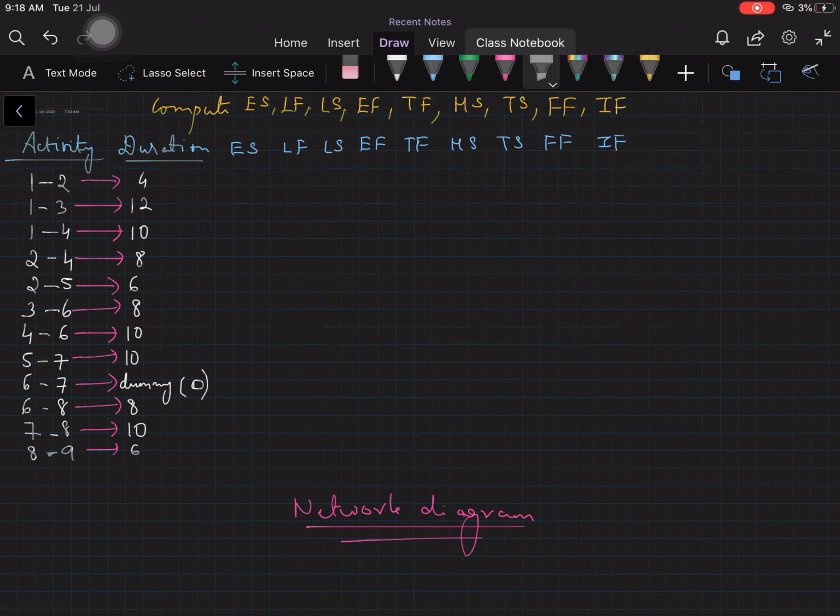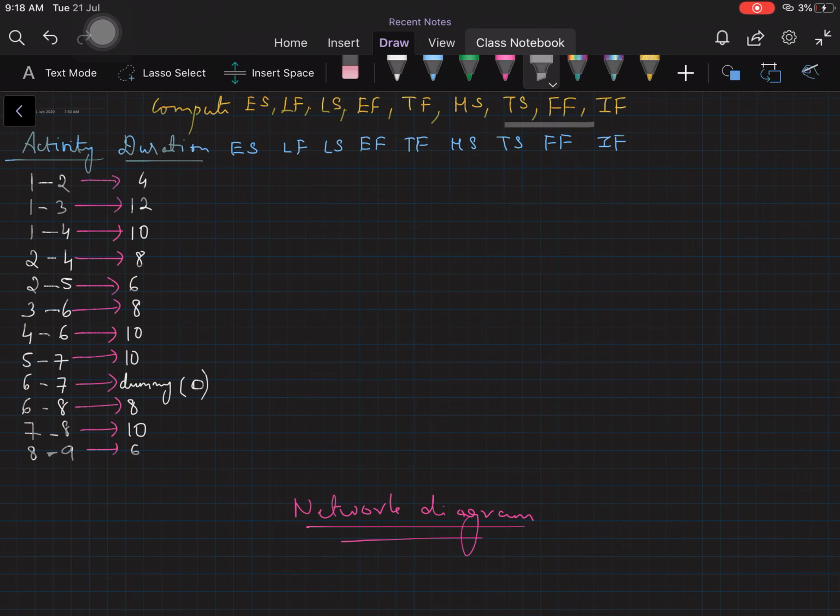Now here I've taken a problem. As you all can see, this is the data given to us. Column 1 talks about the activities, and the second column, the duration column, talks about the amount of time required for each activity. So here, you can see, the 1 to 2 activity requires 4 hours, 1 to 3 activity requires 12 hours, 1 to 4 activity requires 10 hours, 2 to 4 activity requires 8 hours, and so on.